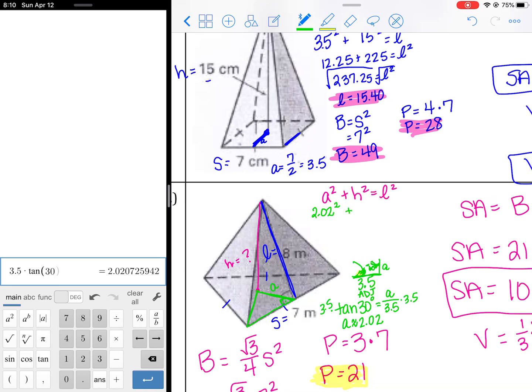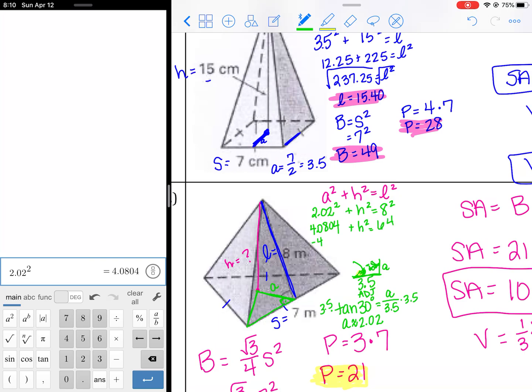All right, so the height is what I'm trying to find. And I was given the slant height was 8. I'm trying to find the height of this triangle, or the height of this pyramid. So I need to work through and find the height. So I have 2.02 squared. It's going to give me 4.0804. And then 8 squared is 64.